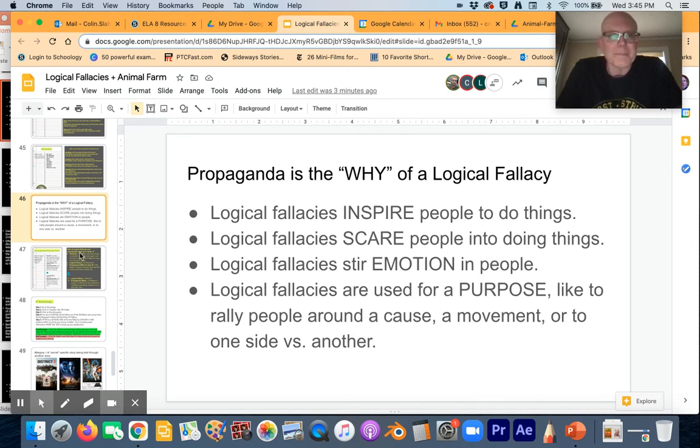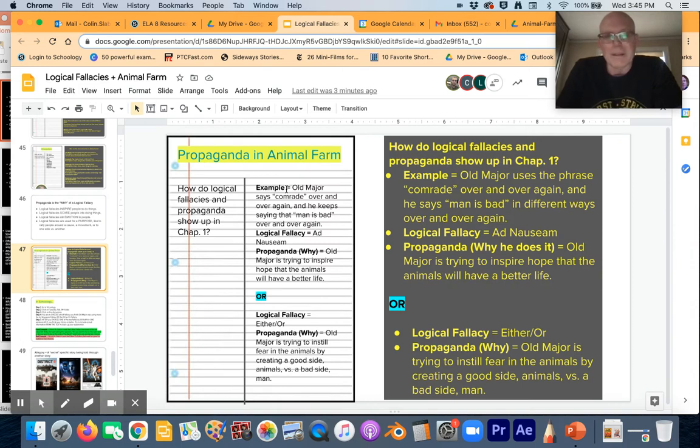Does that make sense? So that's the thing here. You're going to take an example. You're going to try to identify what type it is, and I'm going to give you a choice today, and then explain how that shows that it's propaganda. Okay, that's kind of complicated, but that's how we look at this. Logical fallacies lead to propaganda.